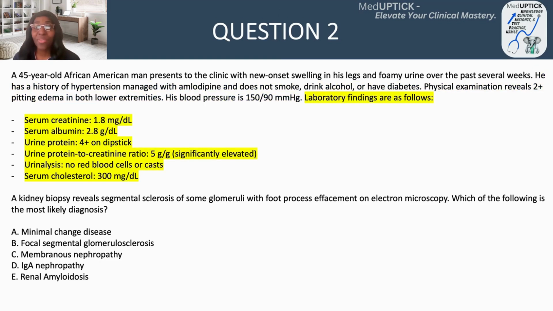Laboratory findings are as follows. Serum creatinine 1.8 milligrams per deciliter, serum albumin 2.8, urine protein 4+ on dipstick, urine protein to creatinine ratio significantly elevated, urinalysis no red blood cells or casts, serum cholesterol 300 milligrams per deciliter. The labs are notable for elevated creatinine and urine protein to creatinine ratio signaling impaired renal function. The normal range of serum creatinine is typically 0.7 to 1.2.